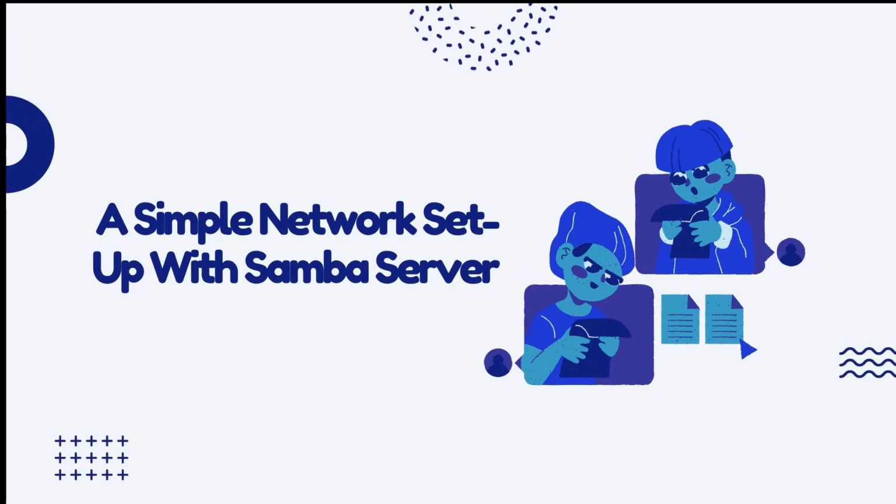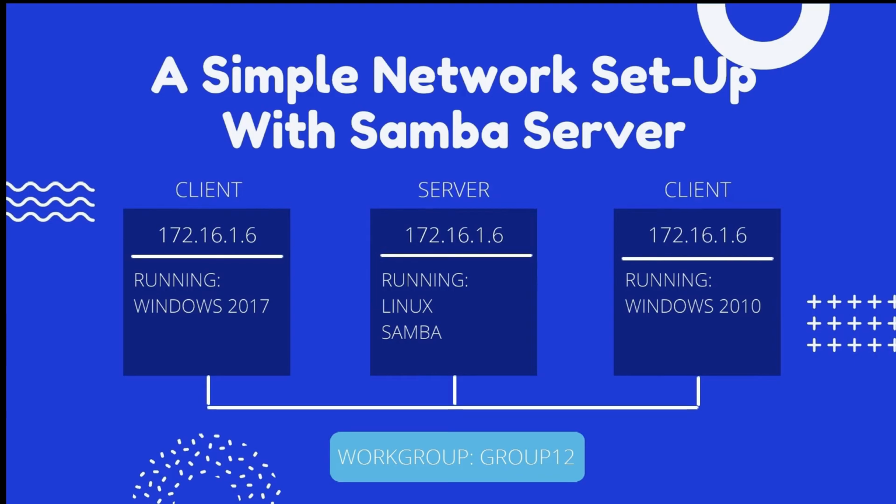A simple network setup with Samba server. This simple network setup consists of a Samba-enabled Unix machine and a pair of Windows clients, all connected via a local area network. In this network, each of the computers listed share the same workgroup. A workgroup is simply a group name that identifies an arbitrary collection of computers and their resources on an SMB network. There can be several workgroups on a network at any time, but for our basic network example, we'll have only one, the Group 12 workgroup.